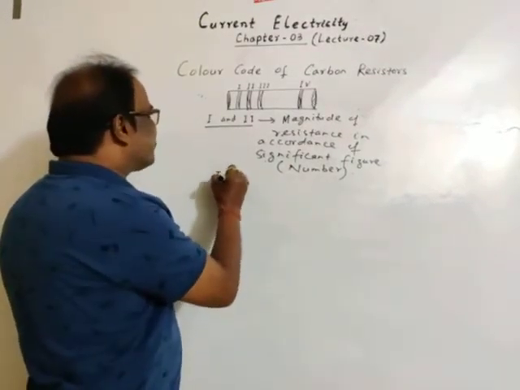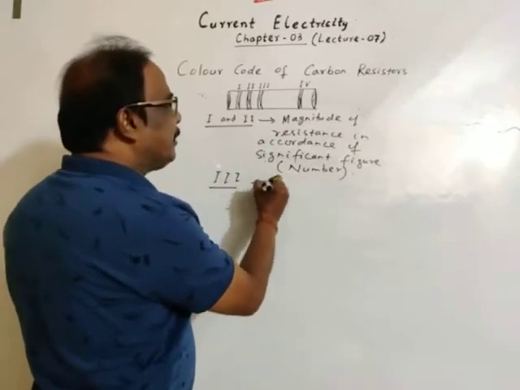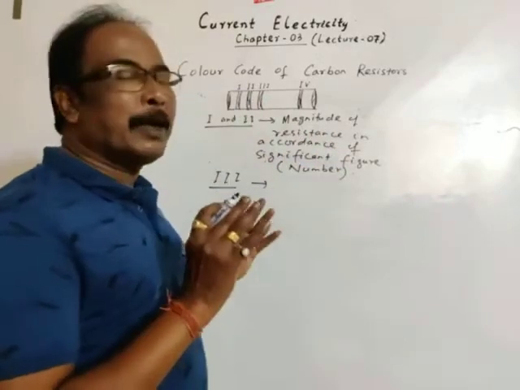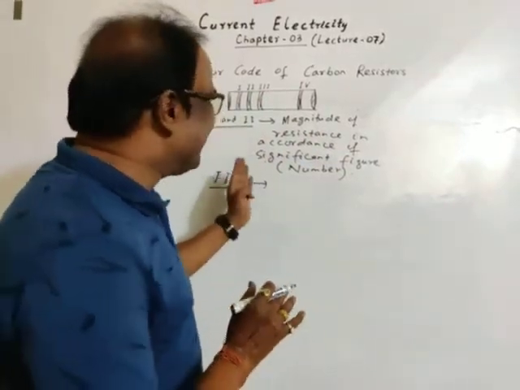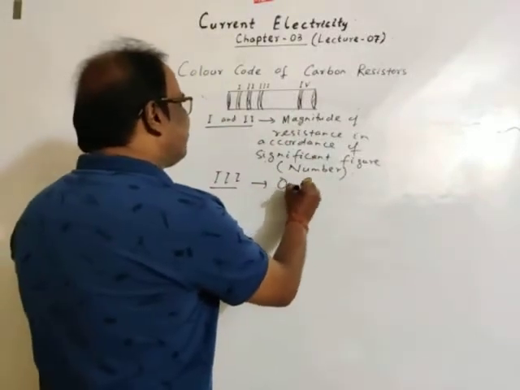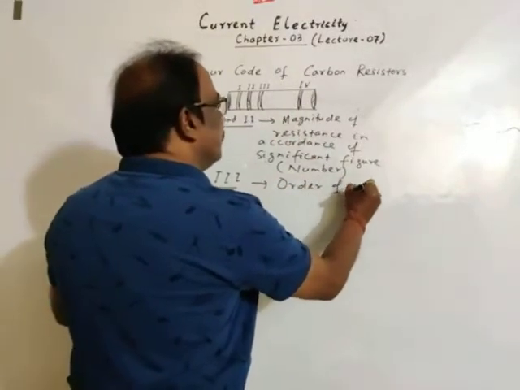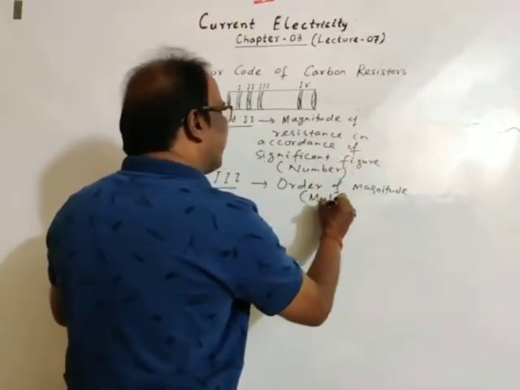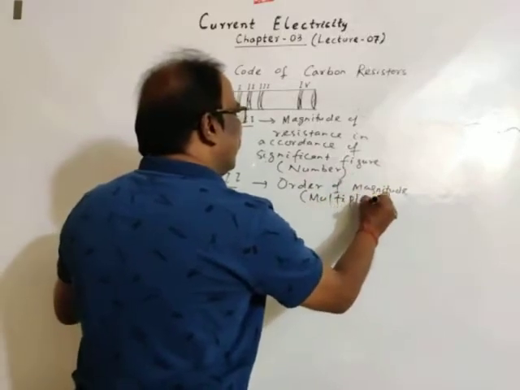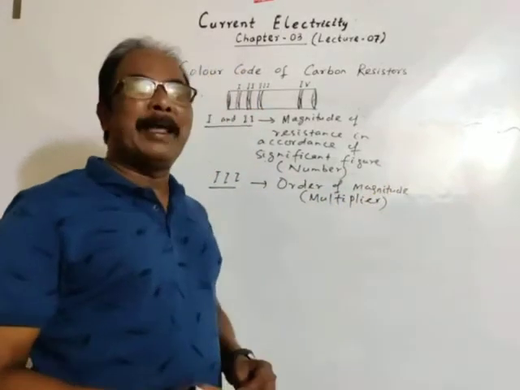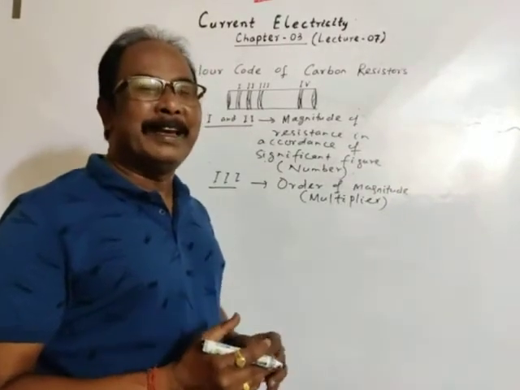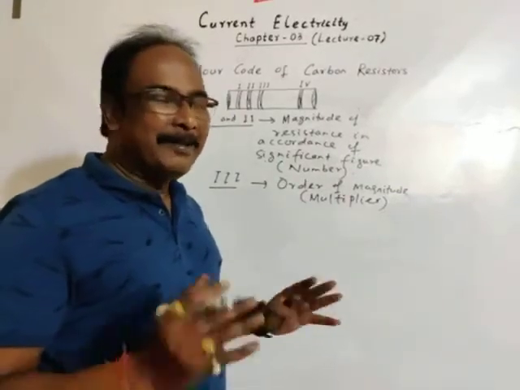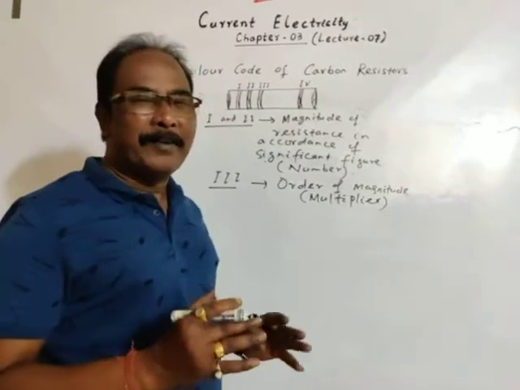Then third band. First band and second band give magnitude of resistance in accordance with significant figures. Then third band gives order of magnitude, or we may say multiplier. Order of magnitude, significant figure, all these you know from the very beginning of your studies. Order of magnitude means power of 10, in a very simple way.